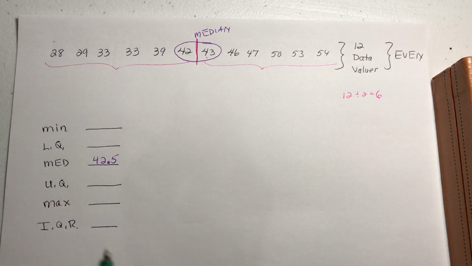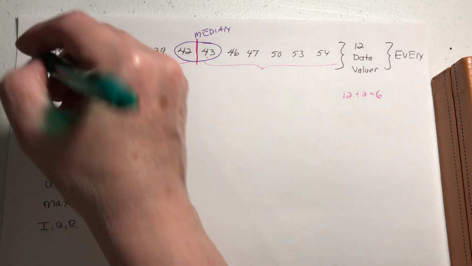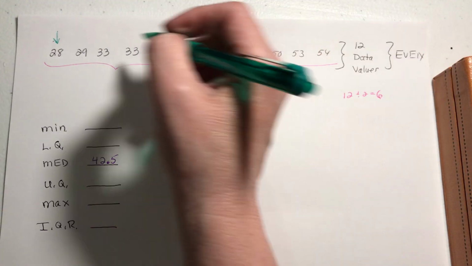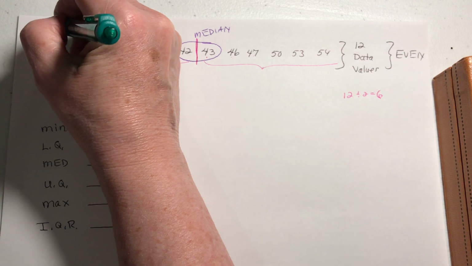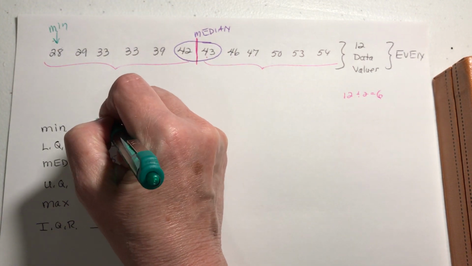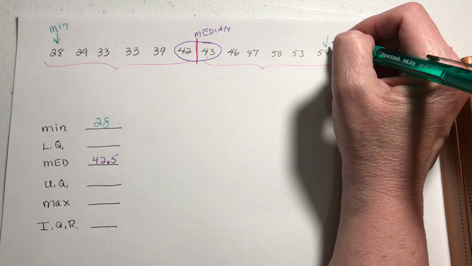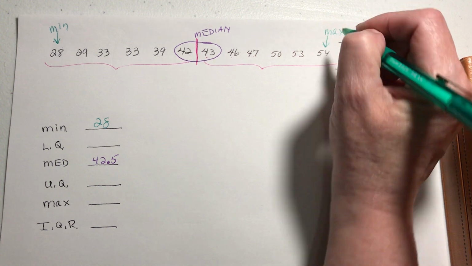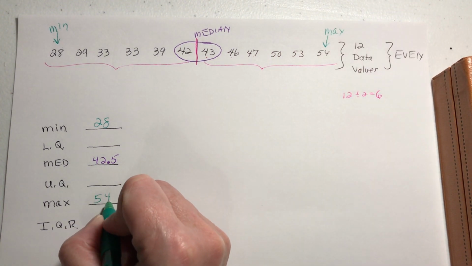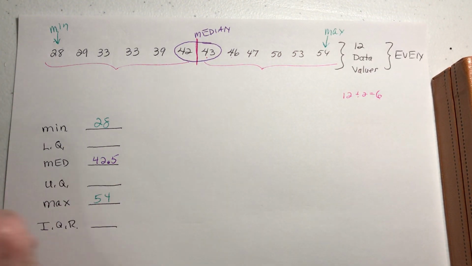Then, I forgot to do my mins and maxes. These are in order from smallest to largest, so the 28 is my minimum. And up here, the 54 was my maximum. Those are easy.